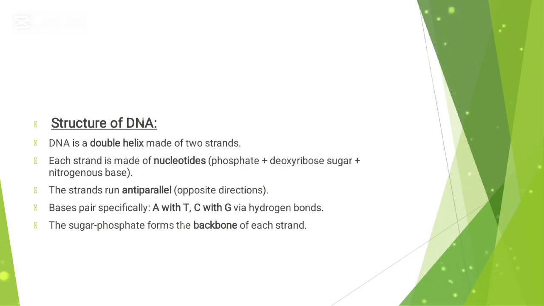Structure of DNA. DNA is a double helix structure. It is made up of two strands. Each strand is made up of nucleotides, meaning phosphate, deoxyribose sugar, and nitrogenous bases. The strands run anti-parallel, in opposite directions. Bases pair specifically, adenine with thymine, cytosine with guanine, through hydrogen bonds. The sugar phosphate forms the backbone of each strand.